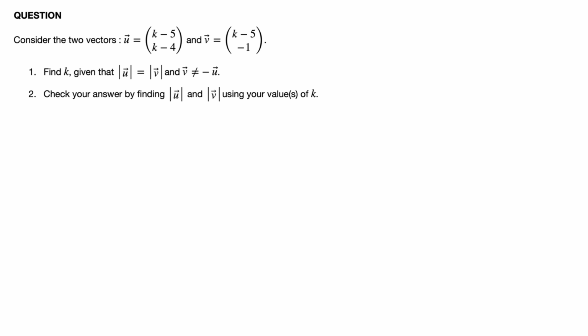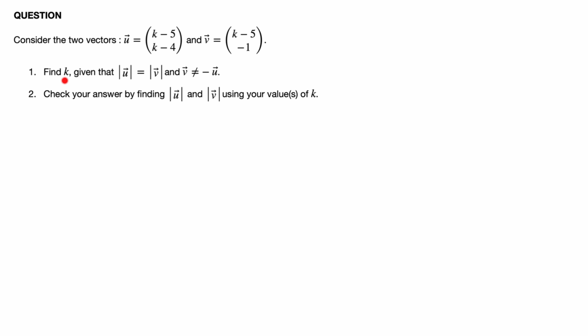Hi everyone, let's see how to solve this IGCSE Extended Mathematics exam question on vectors. And here it is. We're told, consider the two vectors u with components k minus 5, k minus 4, and v with components k minus 5, negative 1. And as we can see here, we have to do two things.